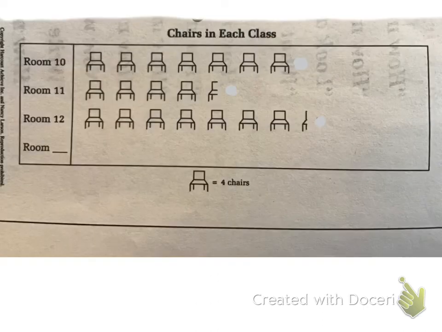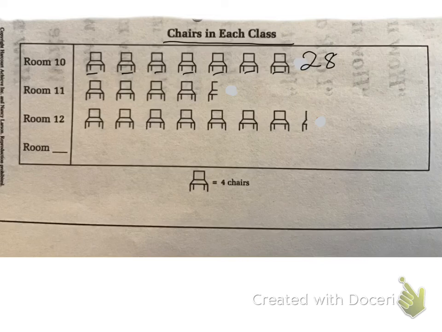Right. This next pictograph shows us the number of chairs in each class. And a chair represents 4 chairs. Okay. So on room 10, how many chairs do they have? Well, we've got 4, 8, 12, 16, 20, 24, 28. So there are 28 chairs in room 10.